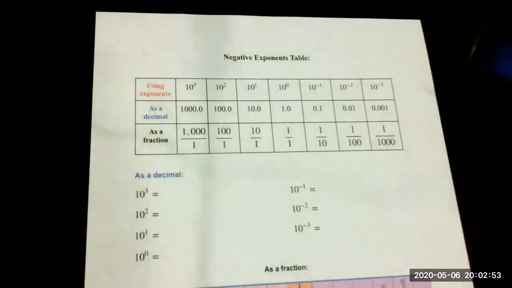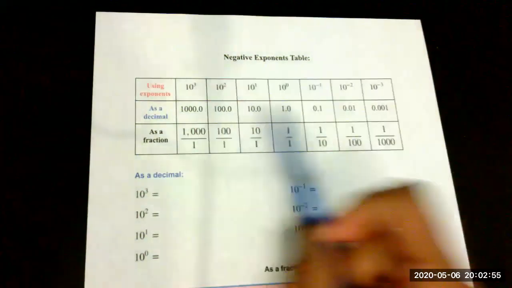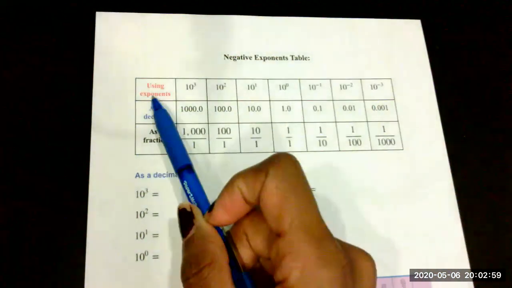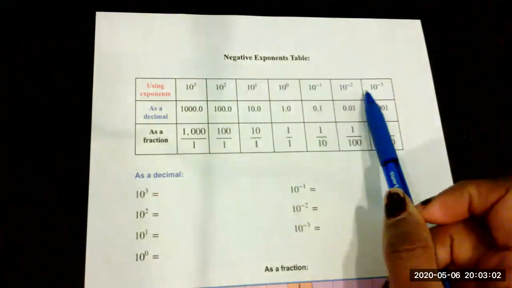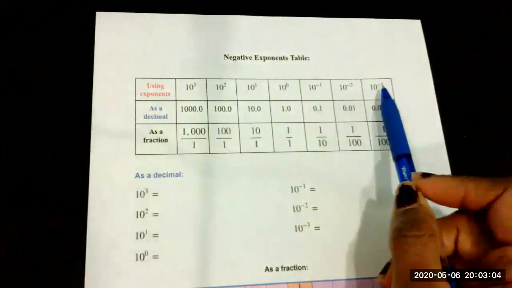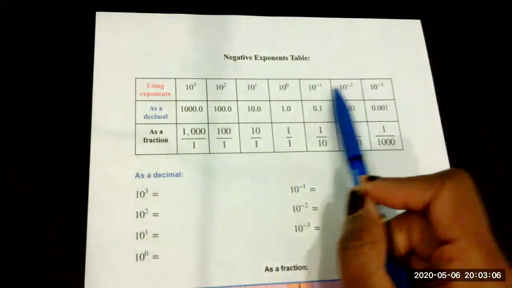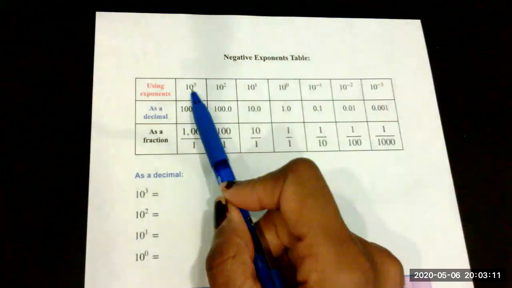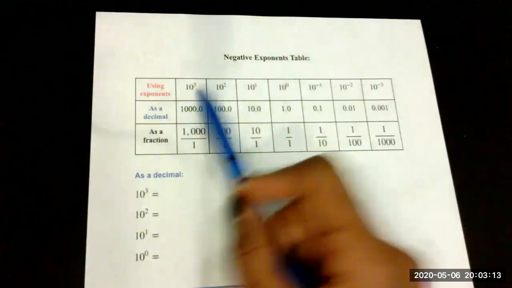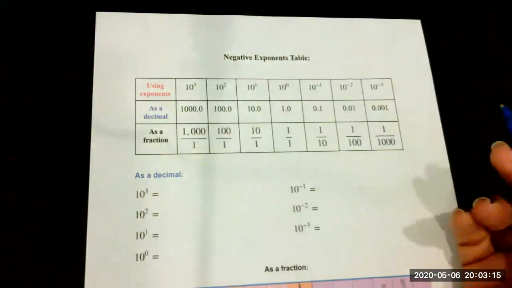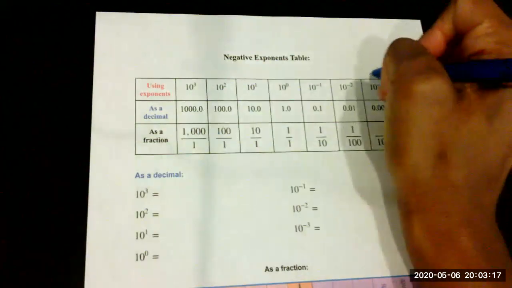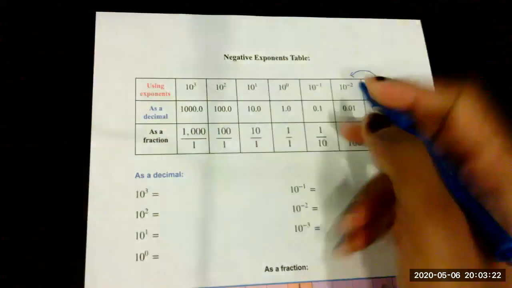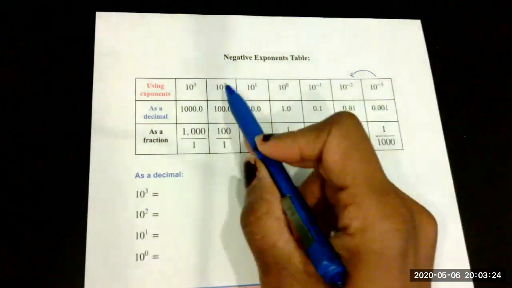All right, so I'm going to go through each row of the table so we can understand what's going on. So we have the using exponents row here. I just want you guys to notice as we go from this side all the way to the left, you see that the exponents are increasing. So let's think about why that happens. We have a base of 10, so that means each time we move from one cell to the next, we're multiplying by 10.